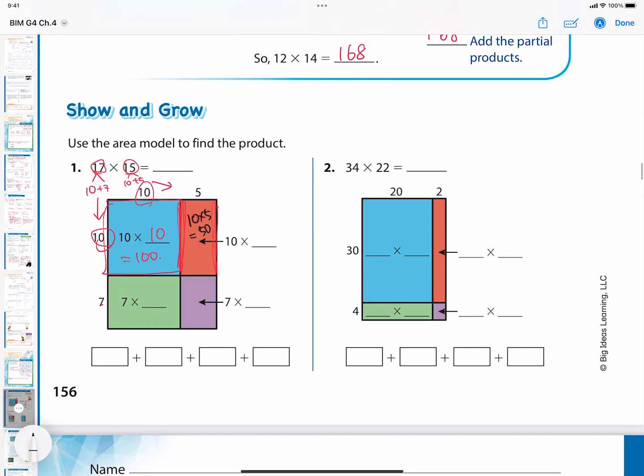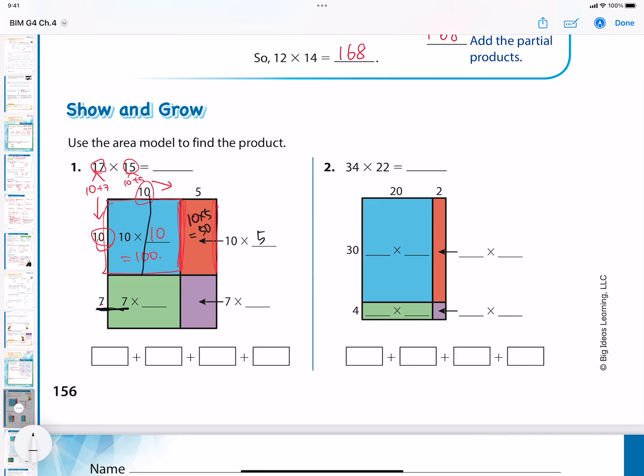I'm going to write it in here. 10 times 5. And 7 rows of what? 10 here, right? And this one is 7 rows of 5. Remember, this width is the same. When we learned about rectangles, both opposite sides are what? Same. The lengths are the same. So this is 7 times 5.